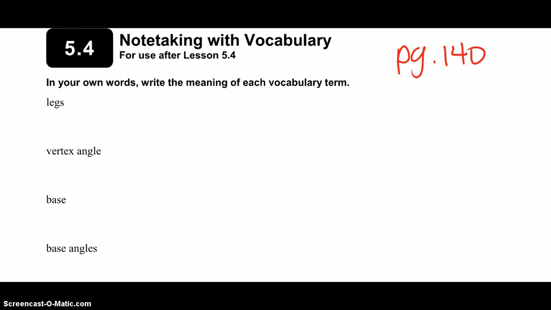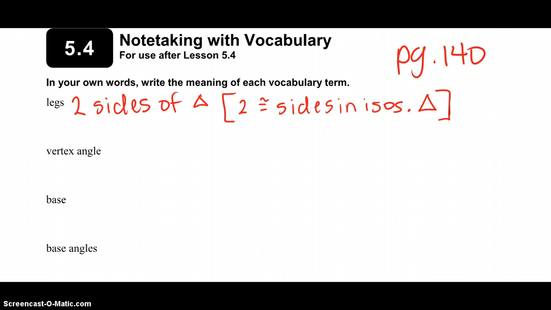So I know it says in your own words write the meaning of each vocabulary term, but we're going to go through them together. So the first one we're going to talk about is the legs. The legs are the two sides of the triangle. And in an isosceles triangle, the legs are congruent. So take a minute, pause the video, and write that in your workbook. And over here on the right, I just drew a triangle and marked with tick marks the legs of the triangle. And they are marked congruent, considering this is an isosceles triangle.